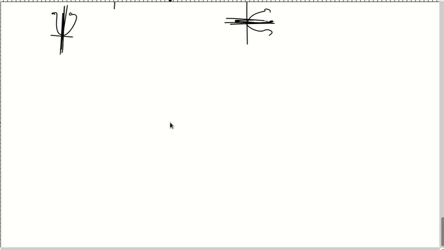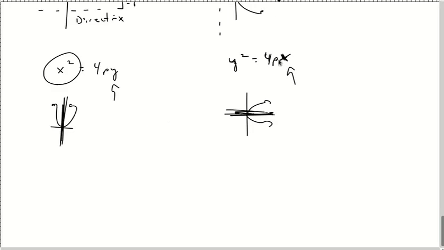So again, that p in there, that p is the focus distance. I'm just going to write that up one more time. That's the focus distance. And so negative p would be the directrix distance.